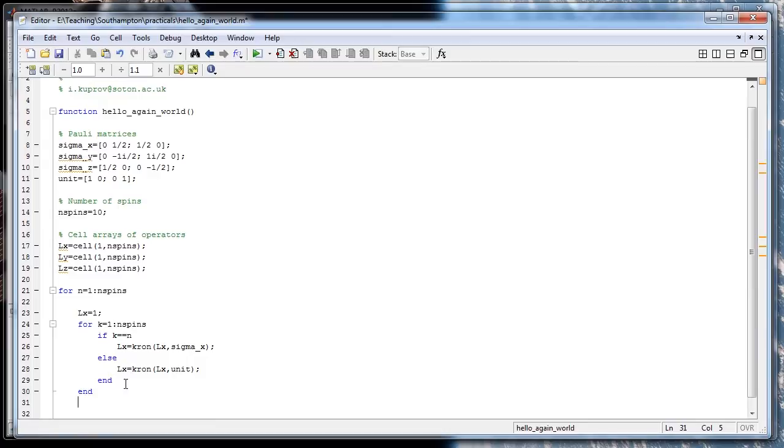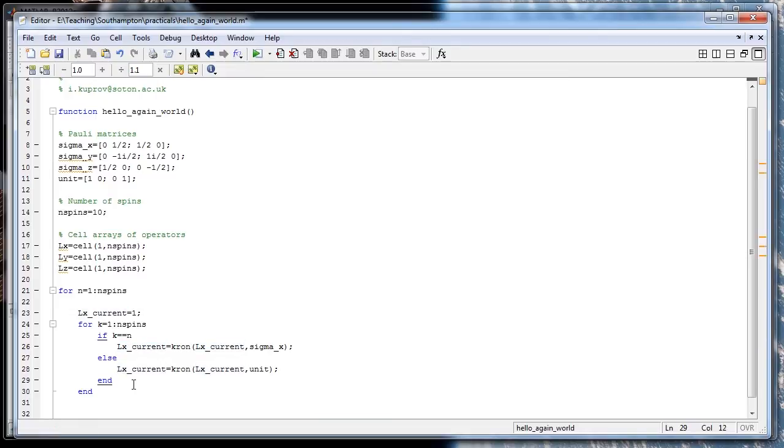Now you'll notice a collision of notation here. I've called this cell array Lx and I've called this Lx, and of course they would collide and it would overwrite the original cell array. So why don't we call this Lx current? And MATLAB here offers to rename everything into Lx current, but that's not a good idea, so we'll just rename everything here. Current.